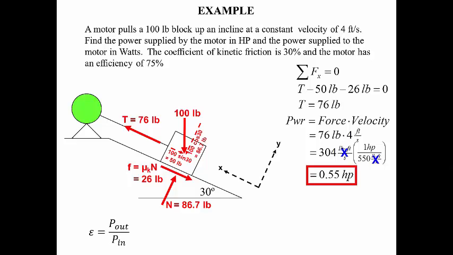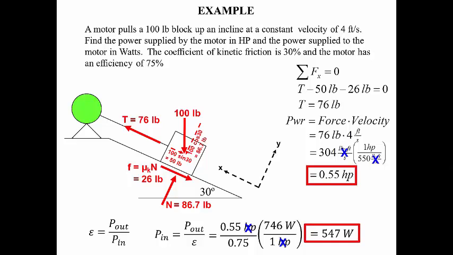To calculate the input power, we use our efficiency equation, which is equal to the power out divided by the power in. Rewriting this equation for the power in, we get that the power in is equal to the power out divided by the efficiency. So 0.55 horsepower divided by 0.75. We want to see this in watts, so we use our conversion factor of 746 watts per horsepower, or horsepower cancel, and we're left with 547 watts.